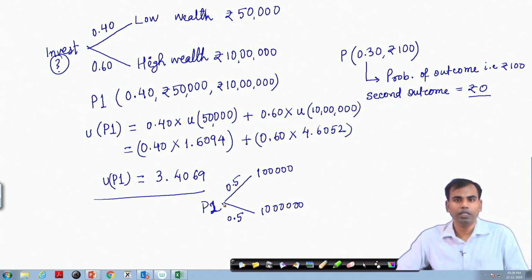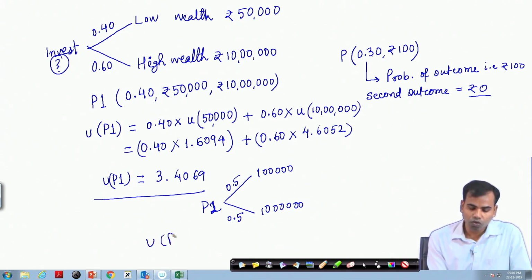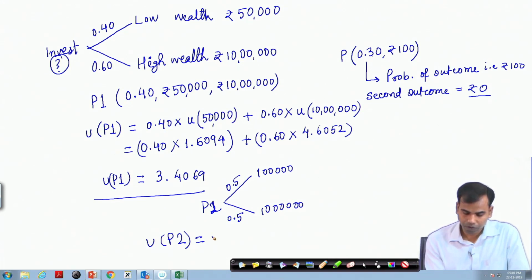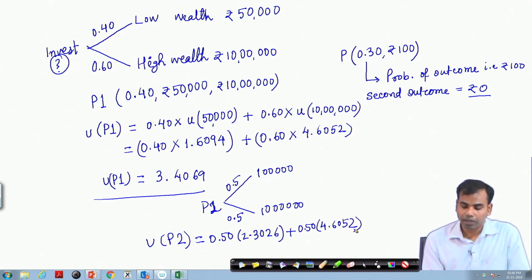If you calculate the utility in the same approach which we have just discussed, the utility of prospect 2 can be calculated as 50% of first outcome, which is the utility as 2.3026. I am taking the numbers from the table that we had seen earlier, and 50% probability of the second outcome, which is 10 lakh rupees, and that utility is 4.6052, and the total utility is therefore, utility of prospect 2, is 3.4539.